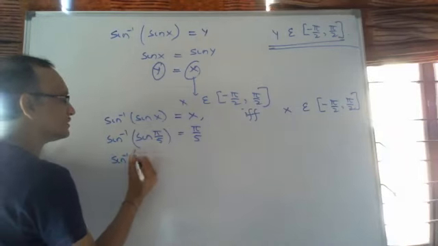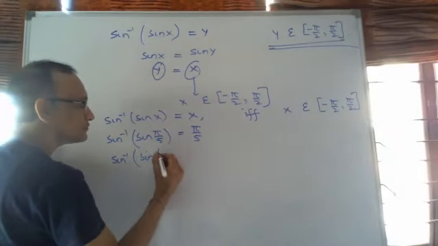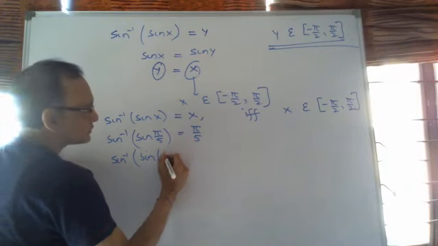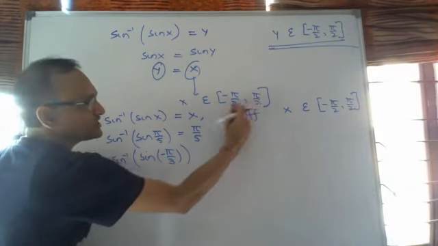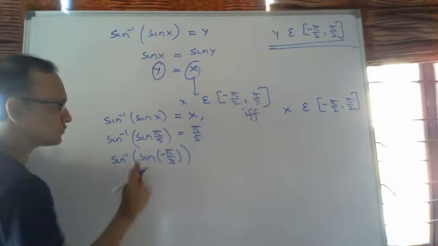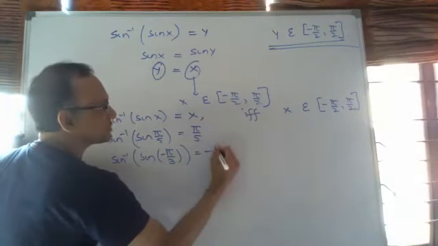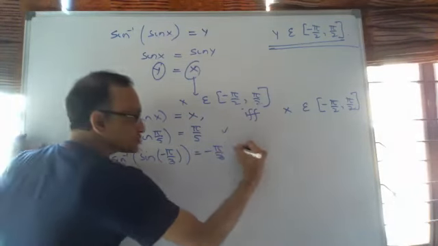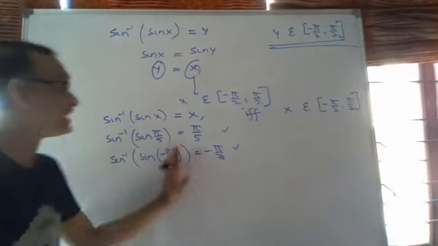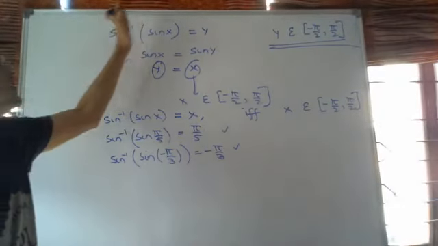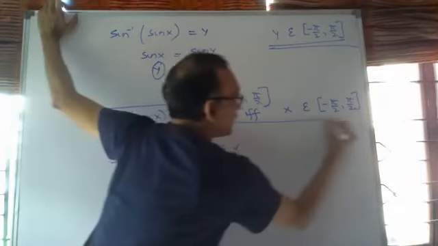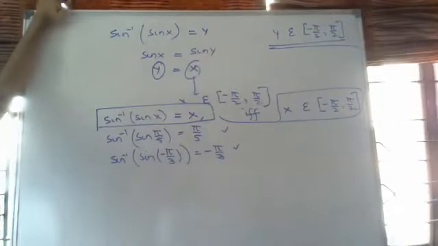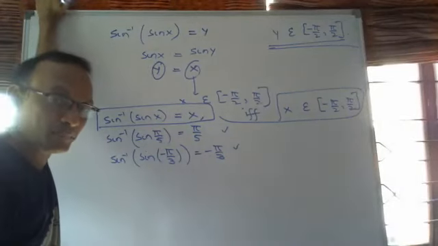Sin inverse sin minus π/3. Minus π/3 belongs to this interval, minus π/2 to plus π/2. So it will be minus π/3, no issue. This is okay. Sin inverse sin x will be x, if x belongs to the interval minus π/2 to plus π/2.